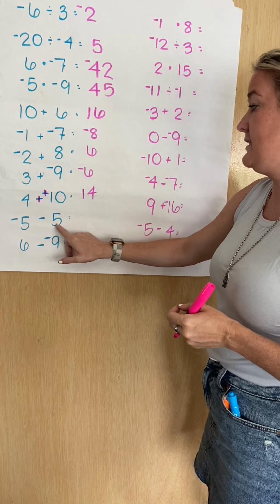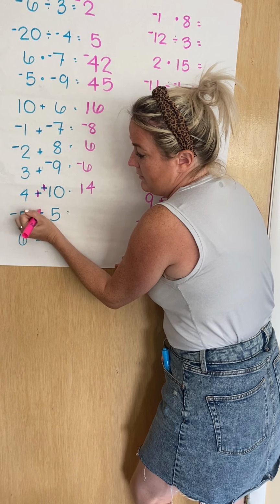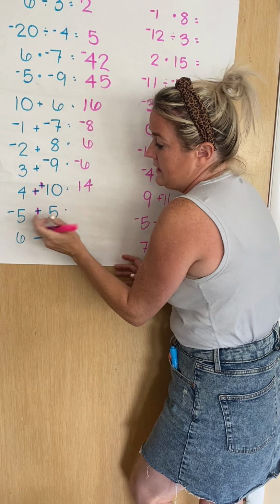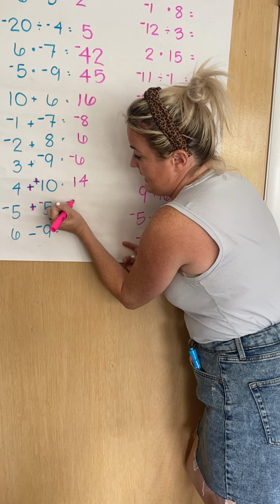Negative 5 minus 5. So I'm going to make this an addition sign. This is positive, so I'm going to make it negative. So negative 5 plus a negative 5 is going to give me a negative 10.